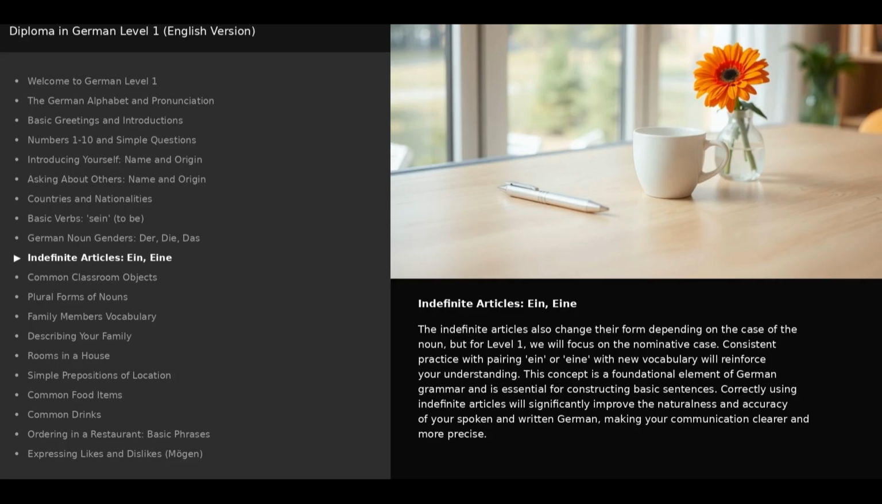Consistent practice with pairing ein or eine with new vocabulary will reinforce your understanding. This concept is a foundational element of German grammar and is essential for constructing basic sentences. Correctly using indefinite articles will significantly improve the naturalness and accuracy of your spoken and written German, making your communication clearer and more precise.